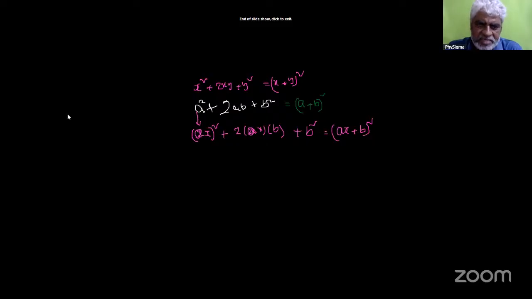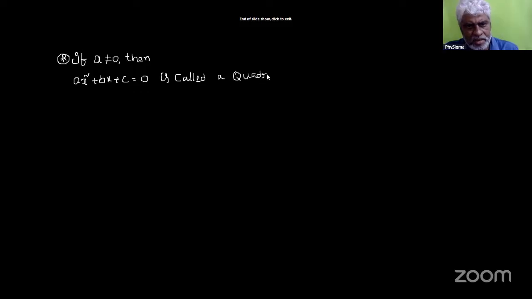First of all, the introduction for quadratic equation: if a is not equal to 0, first of all, the leading coefficient should not be 0, then ax square plus bx plus c is equal to 0 is called a quadratic equation. It's about quadratic equation, right?